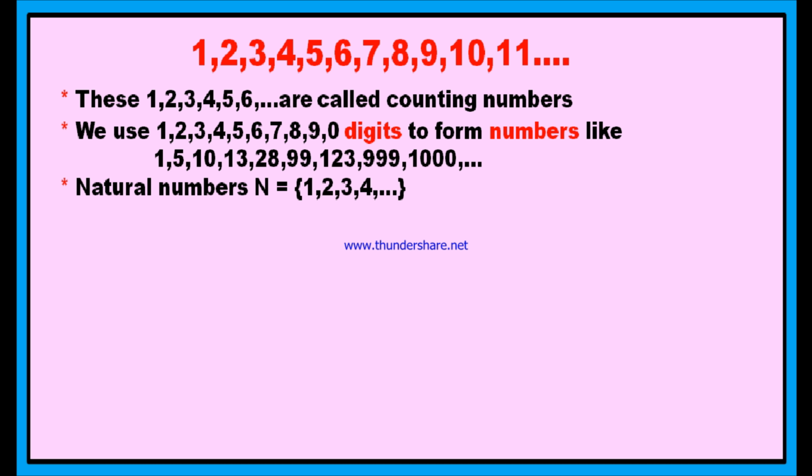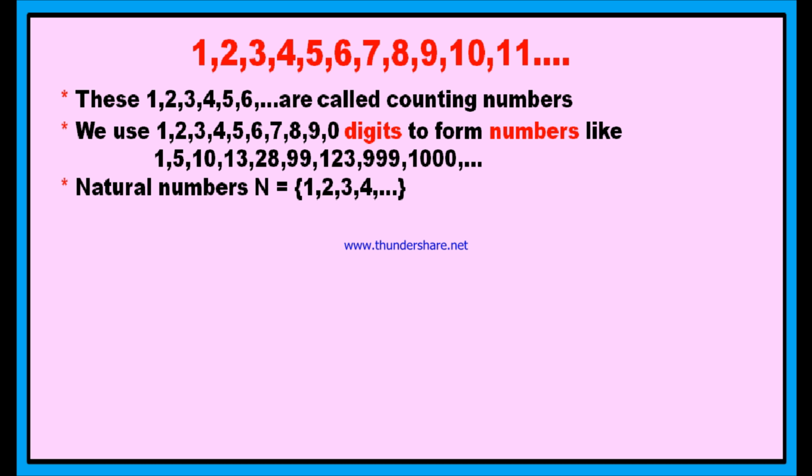In this set of natural numbers, what is the least natural number? Good. 1 is the least natural number. And what is the highest natural number? Good, we cannot say. Therefore, infinity is the highest or the maximum natural number. There is no highest natural number, but the least natural number is 1.